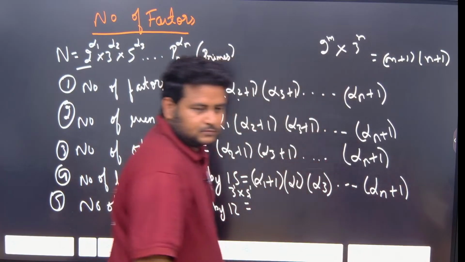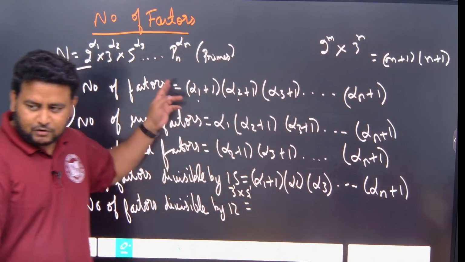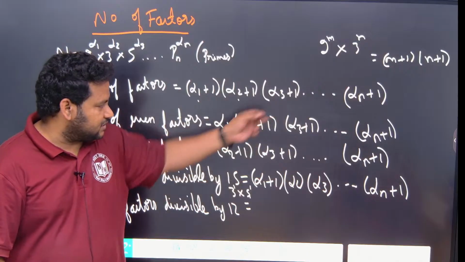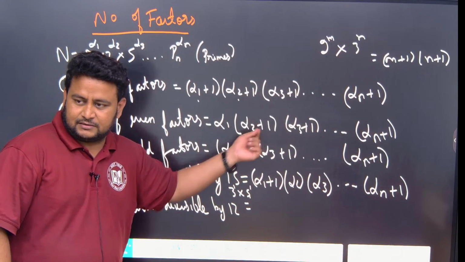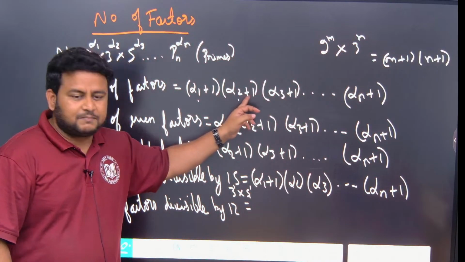That's all. Now when it comes to a number like 3 into 15, whatever was there for the power, alpha 2 plus 1, alpha 3 plus 1, here 1 is there, so you subtract 1. Suppose here 2 is there, then subtract 2: alpha 2 plus 1 minus 2.